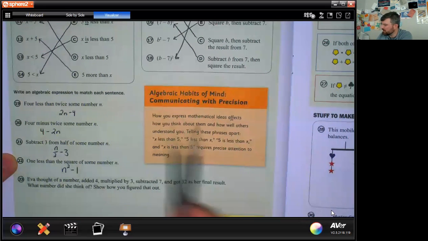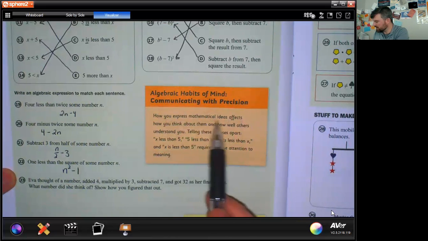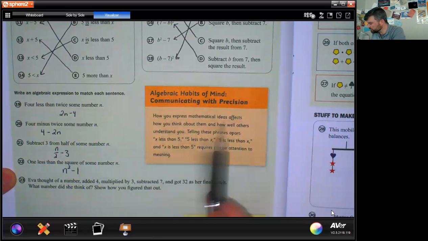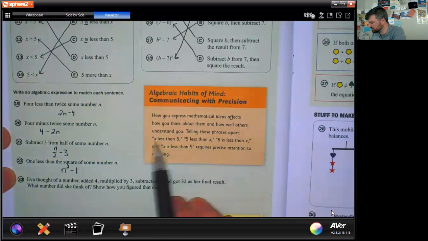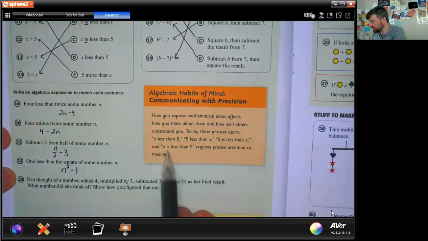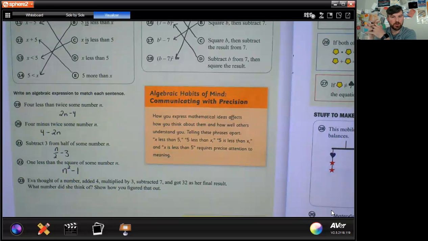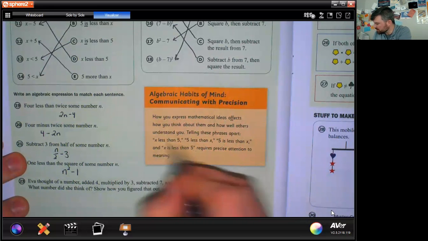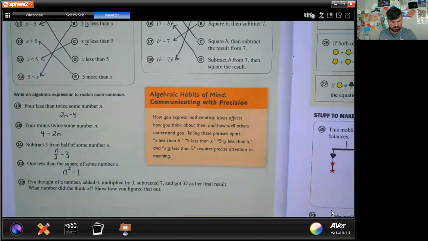Okay. Algebraic habit of mind, communicating with precision. How you express mathematical ideas affects how you will think about them and how well others understand you. Telling these phrases apart, x less than 5, 5 less than x, 5 is less than x, and x is less than 5 requires precision attention to meaning. Okay, it's all wordplay in here. Okay, notice we're just rearranging the letters and the numbers, and we're putting the word is in there. Okay, those are all slightly different things.